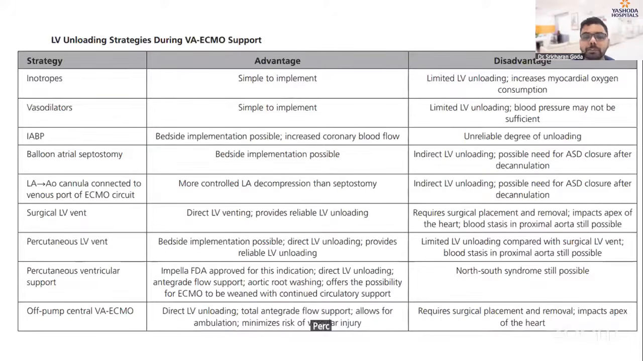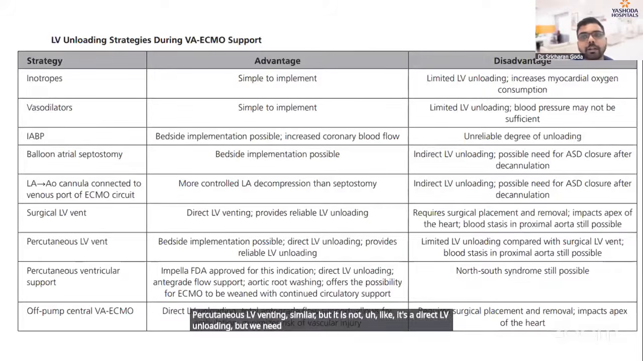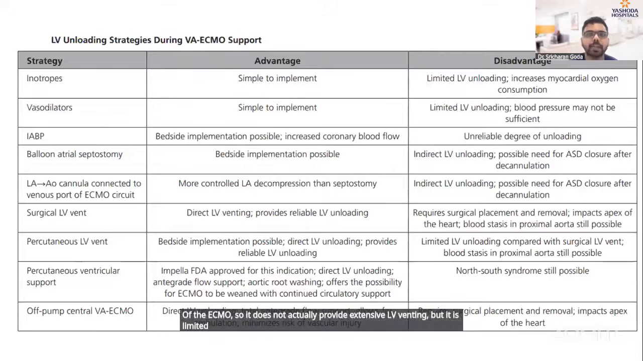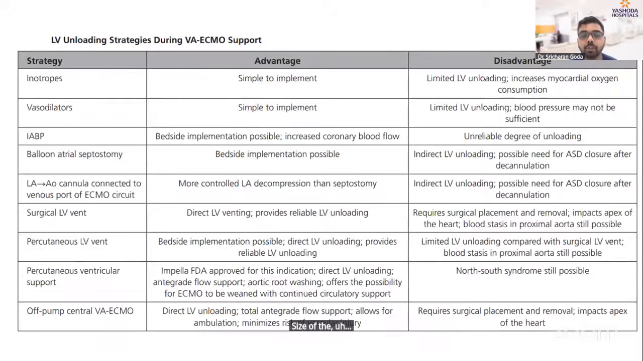Percutaneous LV venting is similar, a direct LV unloading, but we need to place a pigtail catheter, a direct transaortic pigtail catheter placement into the LV, to drain the blood, and it has to be connected to the drainage part of the ECMO circuit. So it does not provide extensive LV venting, as it is limited by the size of the pigtail catheter we are using to vent. There can also be blood stasis in the proximal aorta.